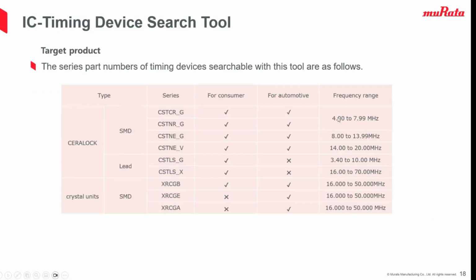And then for relevant parts, it scans through anything from 4 to 50 megahertz, depending on the IC, whether it's an MCU or a Wi-Fi IC or Bluetooth IC that might need an external clock. This helps you narrow down on a specific Murata part.